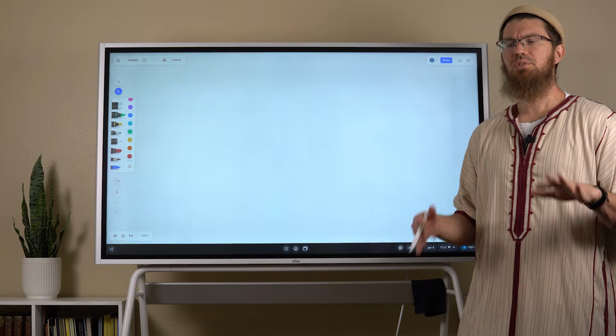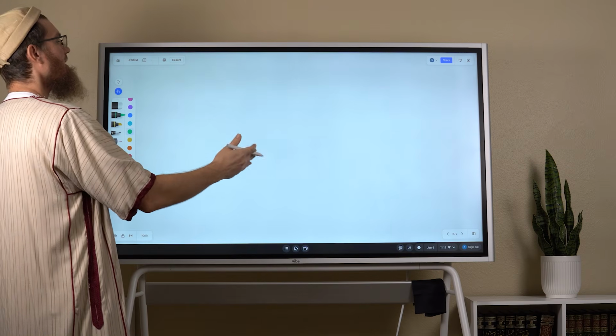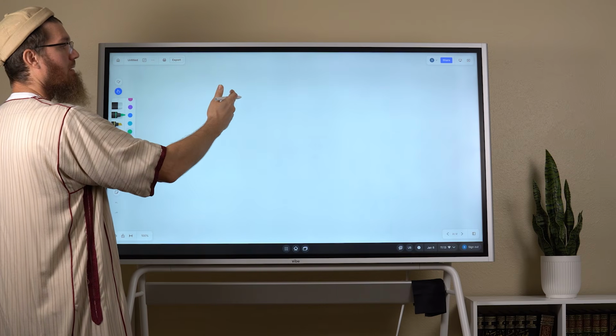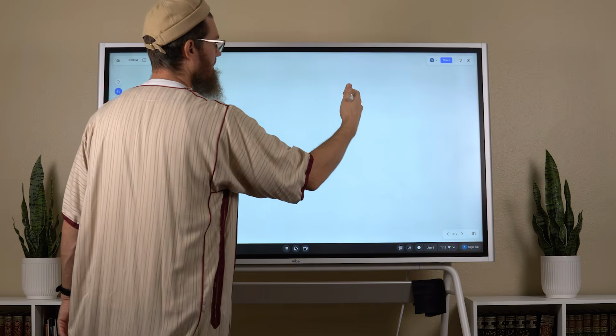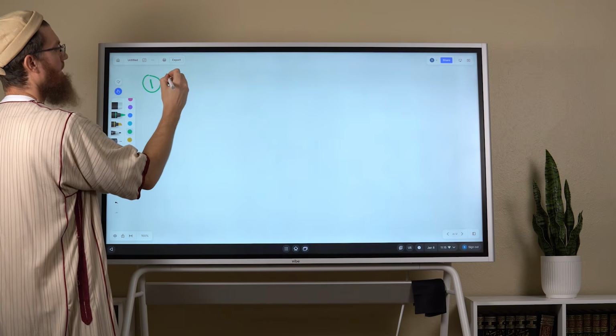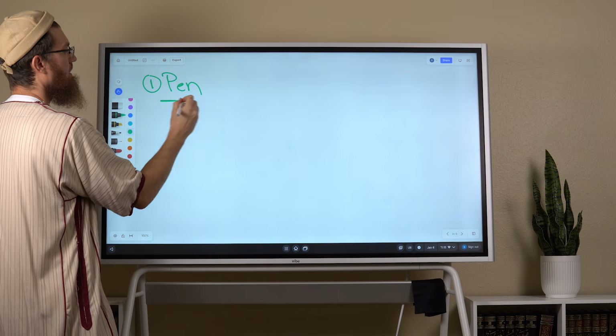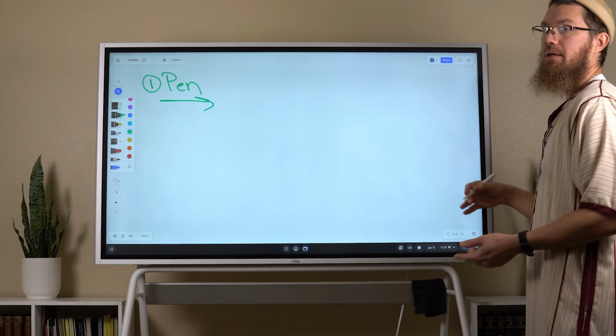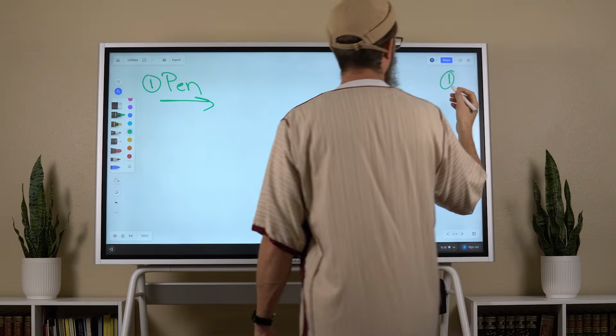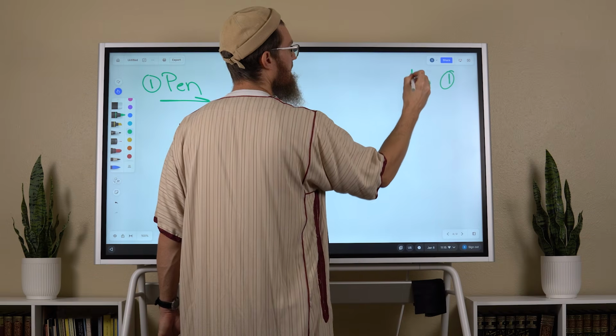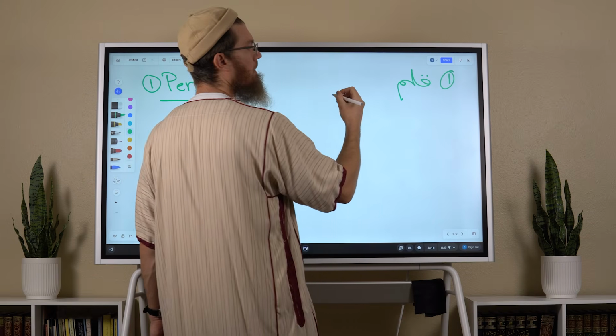The first difference, which takes some getting used to, is that English is written from left to right, but Arabic is written from right to left. So for example, in English, we would write pen, P-E-N, going from the left to the right. Whereas in Arabic, we would start from the right and go to the left. Qaf, Lam, Mim, Qalam, pen.